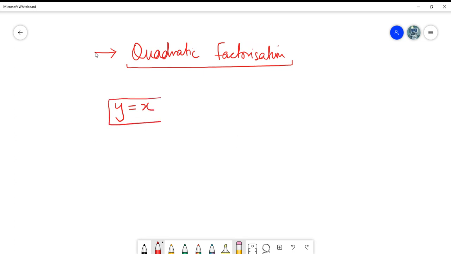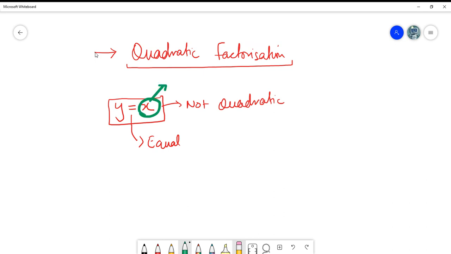This is an example of an equation because it has an equal sign. But this equation is not quadratic. Reason being the power of x. If you see the variable x here, the power here is 1. For a quadratic equation, the maximum power of x has to be 2.